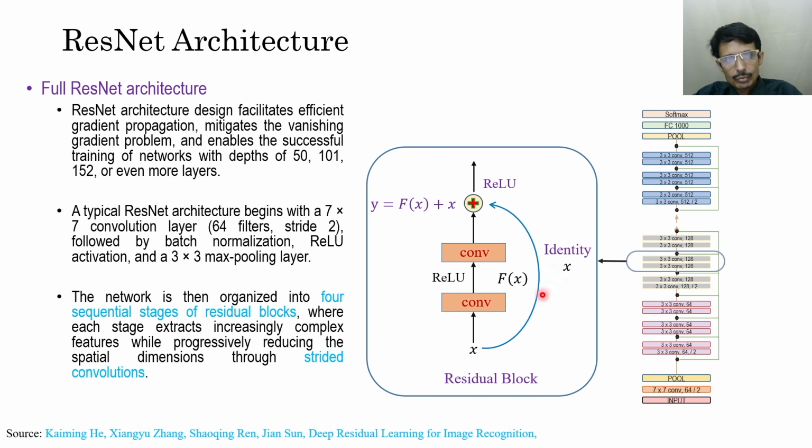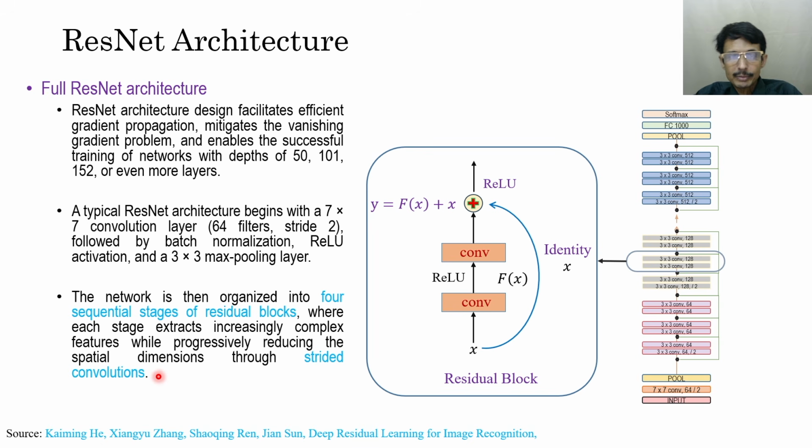After that, the network is organized into 4 sequential stages of residual blocks. There is another stage here. You can see these are the 4 sequential stages, where each stage extracts increasingly complex features while progressively reducing the spatial dimension through strided convolution.